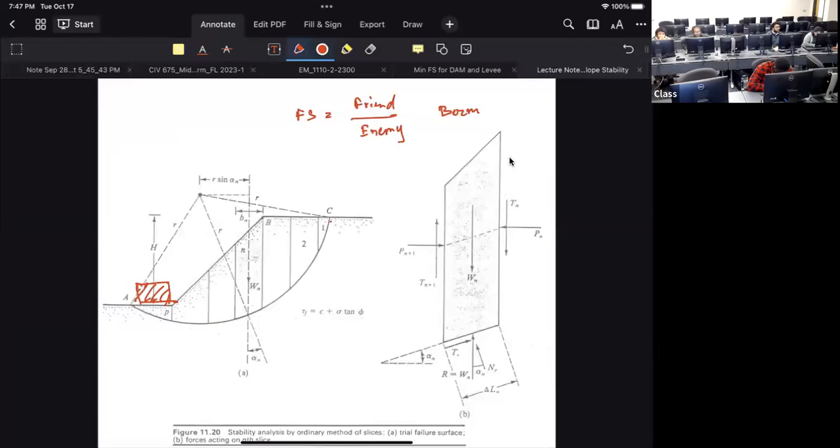Any idea of having a barrier at some point in the slope, to neutralize the slope failure? Okay. Let me try to draw something.